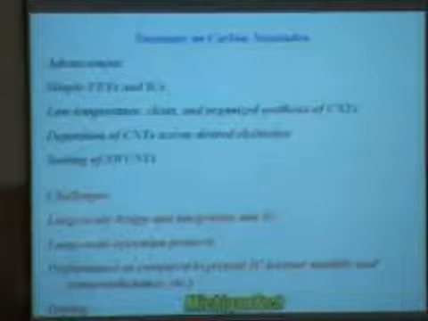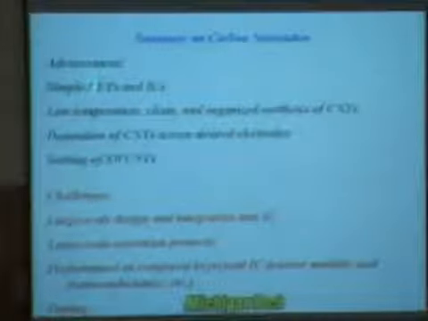So, just to quickly summarize what I have talked to you about carbon nanotubes. Some advancement has already been done. We can fabricate FETs, we can fabricate ICs, and low-temperature, clean, organized tubes can be grown now. You can deposit tubes across a pair of electrodes that you want, and you can sort the nanotubes to some extent.